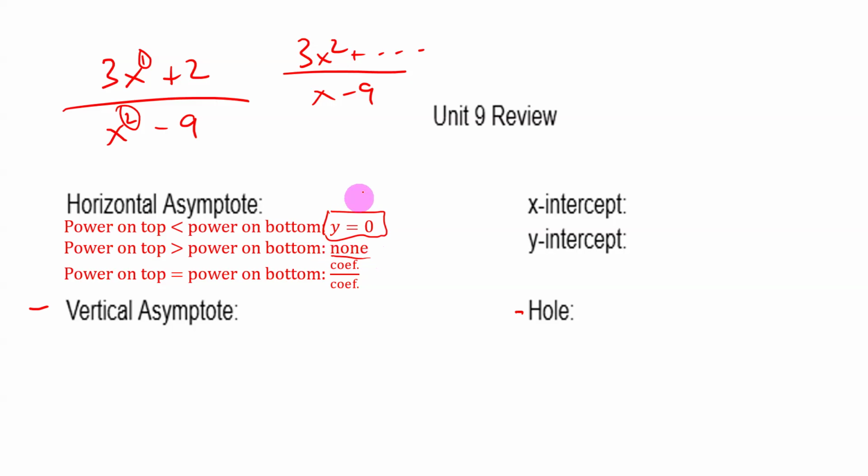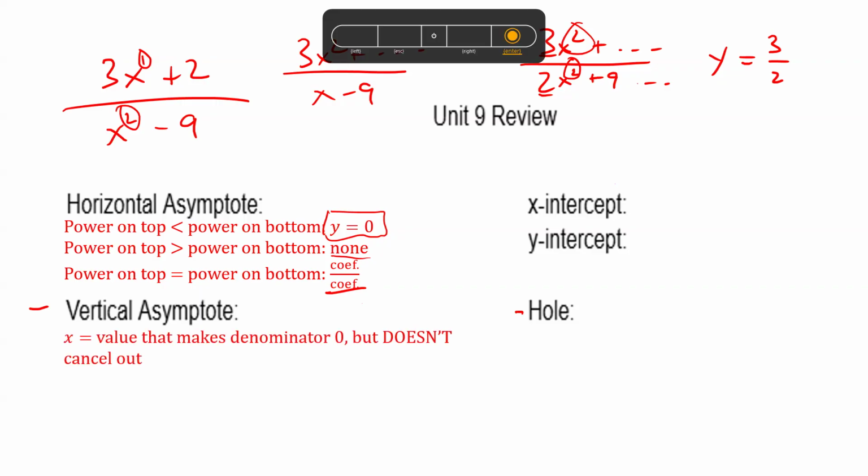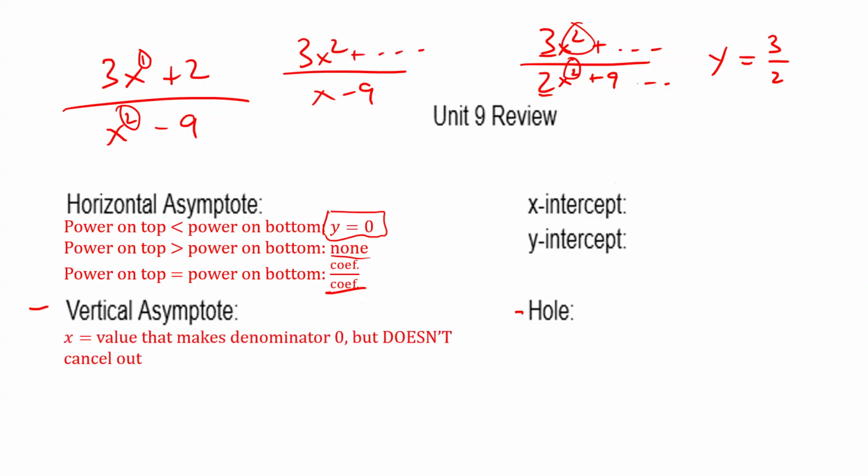There isn't anything. Now if it's 3x squared plus blah, blah over 2x squared plus 9, blah, blah, now the powers are equal, so it would be y equals coefficient over coefficient, 3 over 2. So those are the three ways a horizontal asymptote can come out. All right, vertical asymptote: any value that makes the denominator 0 but doesn't cancel out. We'll talk about that in a second.